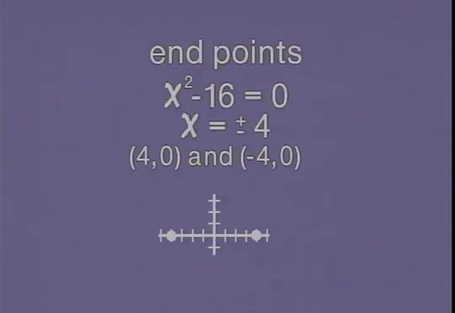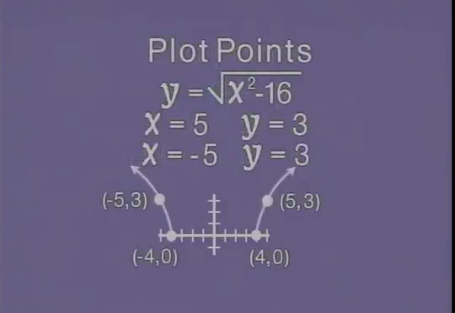Now we need to plot points to figure out what is going on. The next visual shows us how we plot some points. We just picked an x. The x should be selected so that when you square it and subtract 16, we get a number that we can take the square root of.